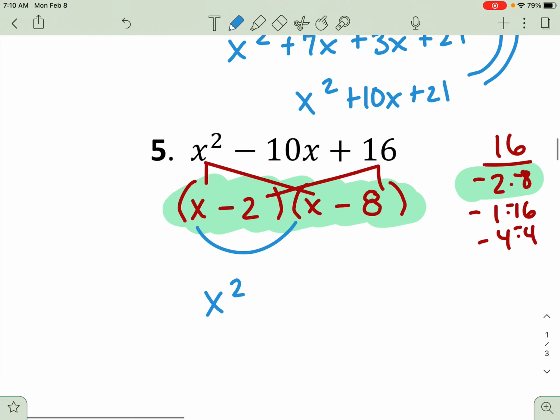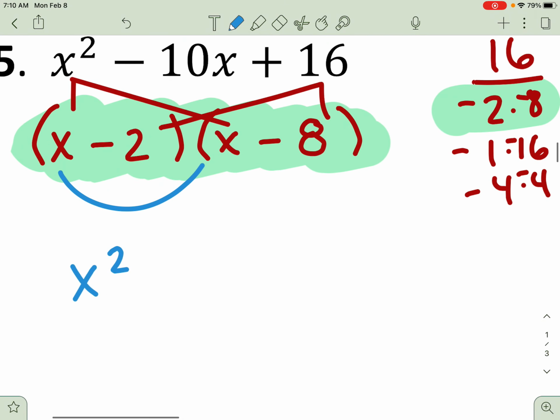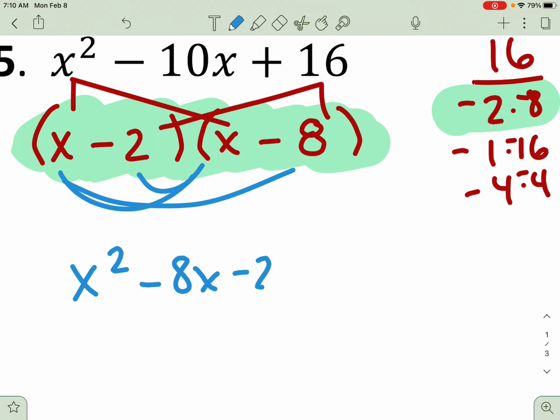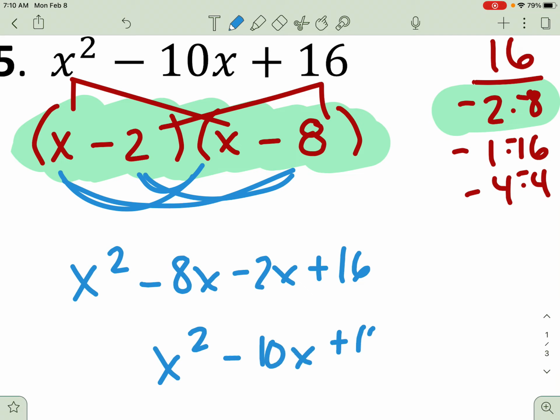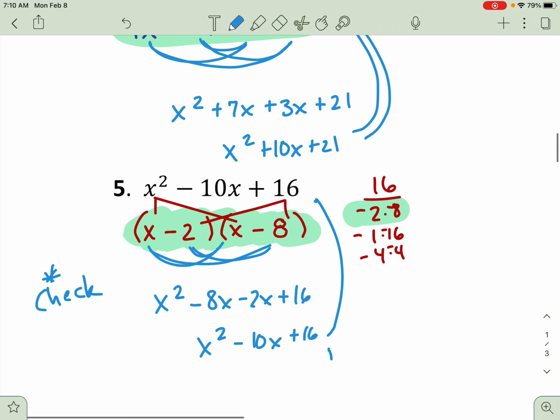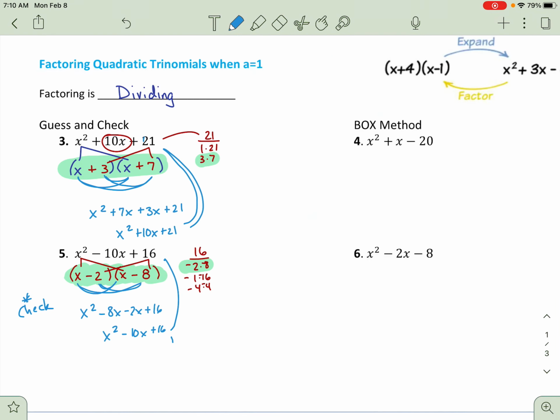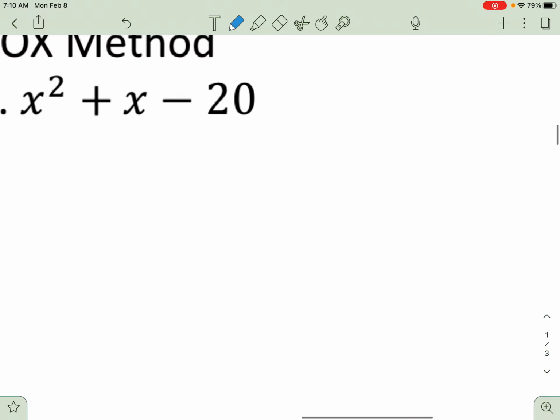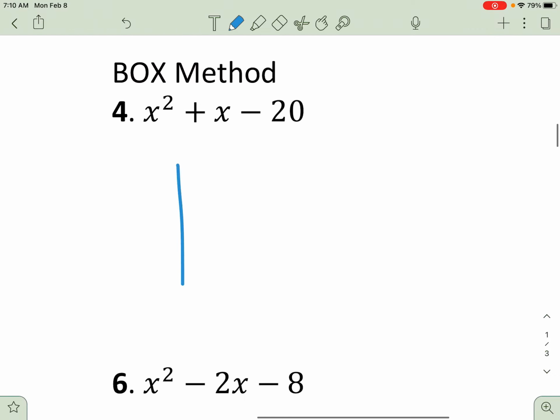Okay, now again, you can check your work. Pretty simple process. Just multiply it back out. So I'm going to put over here, this is our check. Okay, so x times x is x squared. This gives you negative 8x, negative 2x, and positive 16, which is the same as up there. Okay? All right, so that's how you use the guess and check method.